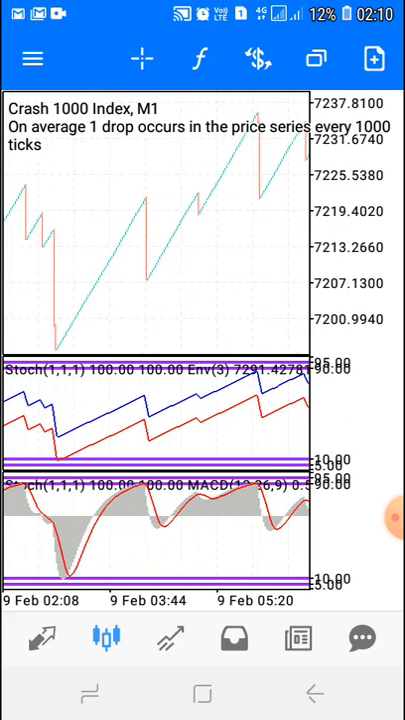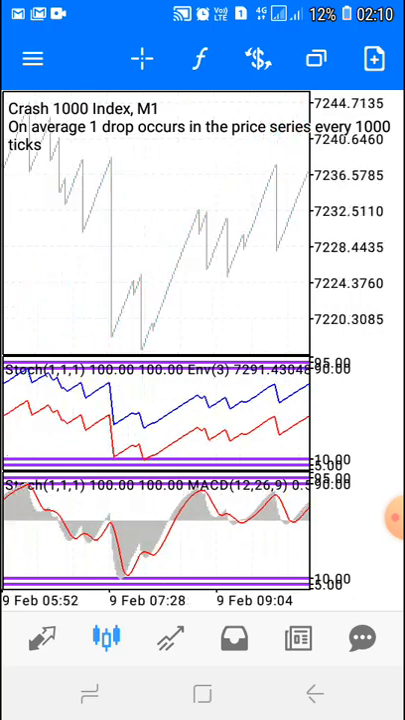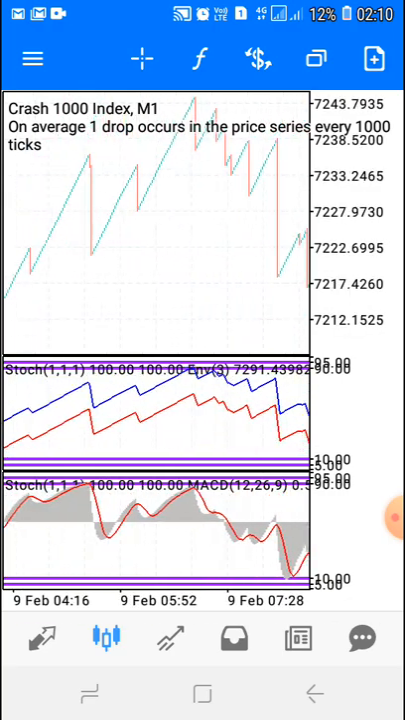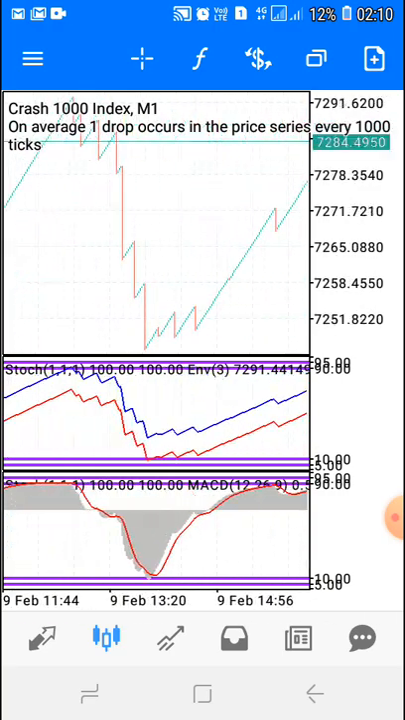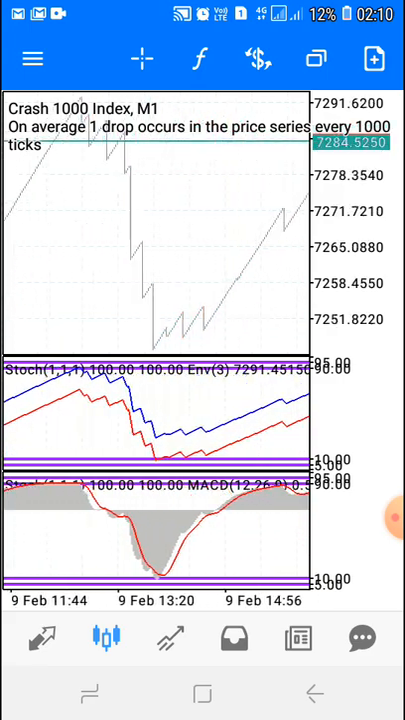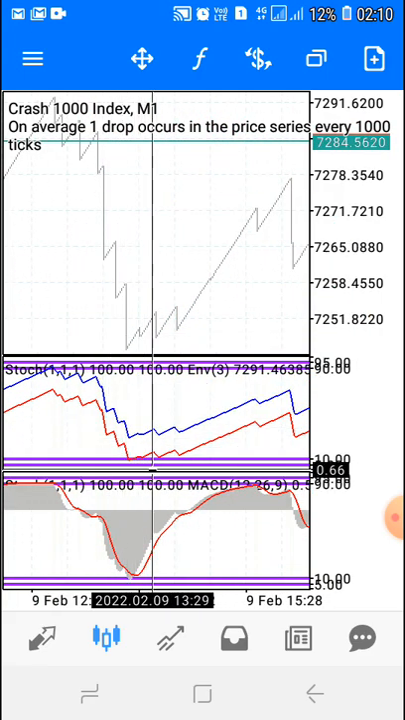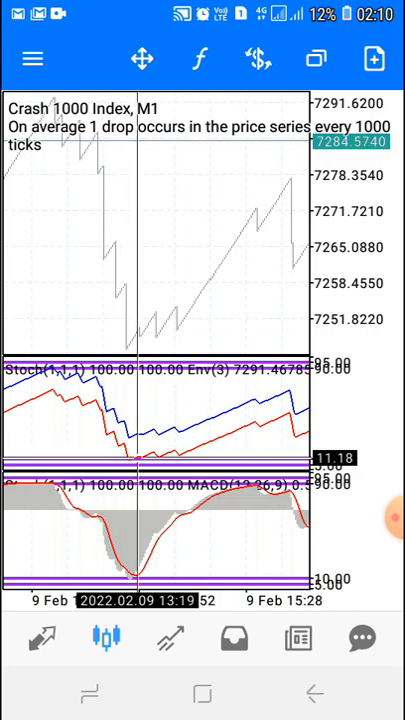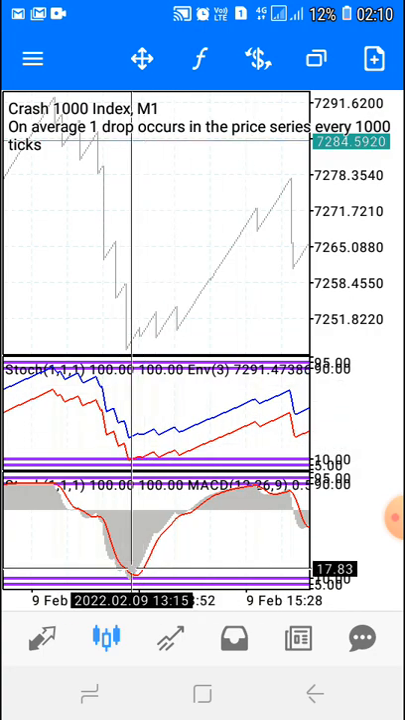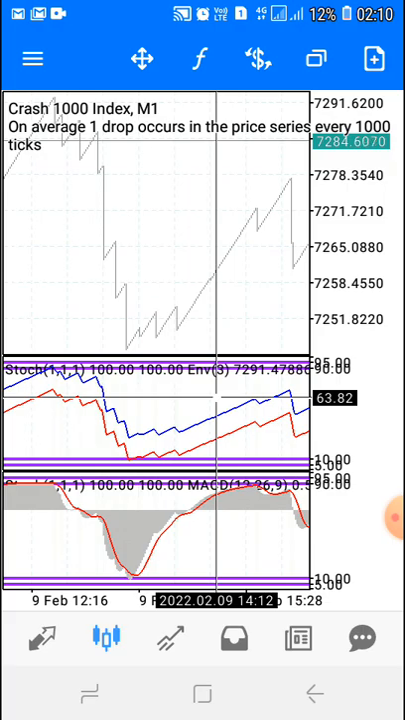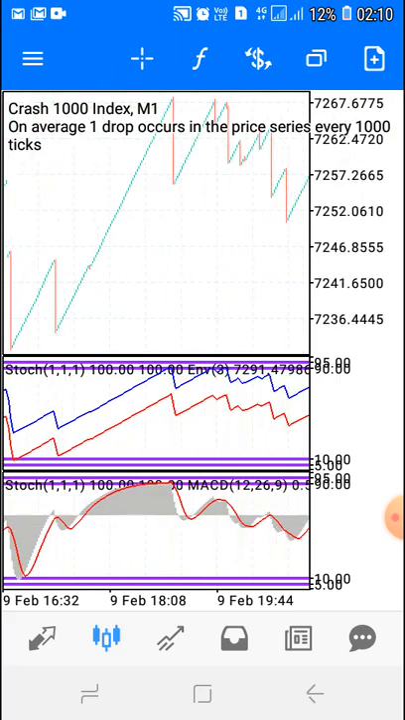What we're gonna do next is we're gonna do the same thing, right? Right now, you want to make sure that the envelopes and the MACD touch the 10 and 5 level when the trade crash 1000. So for example, we can see that envelopes touches the 10 and 5 level, goes up. MACD touches the 10 and 5 level, goes up, right? You take your entry, right?